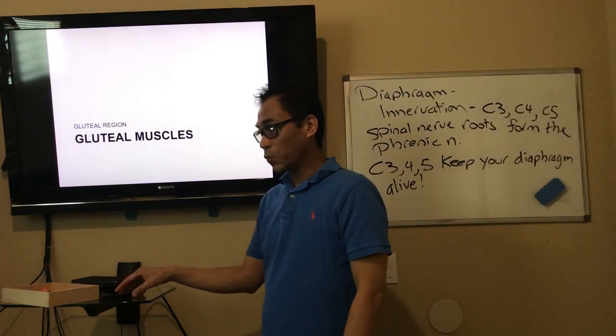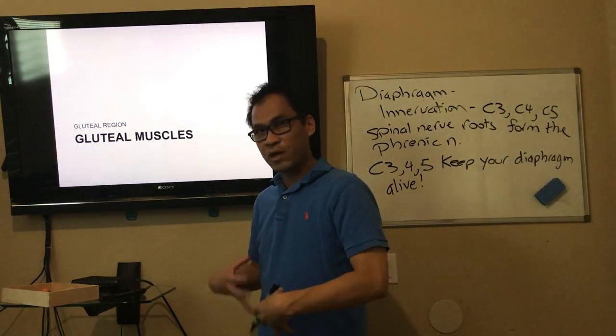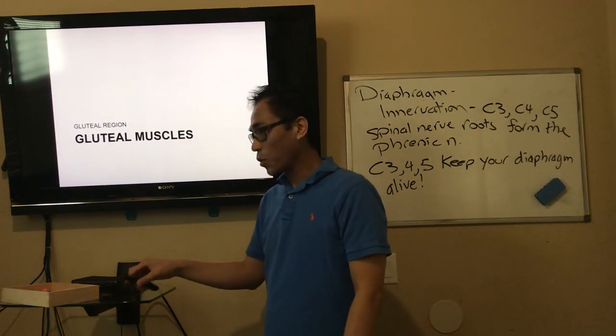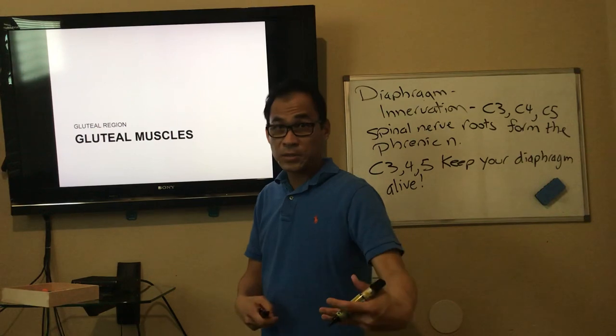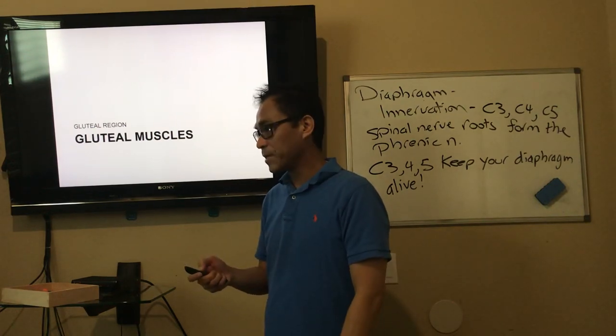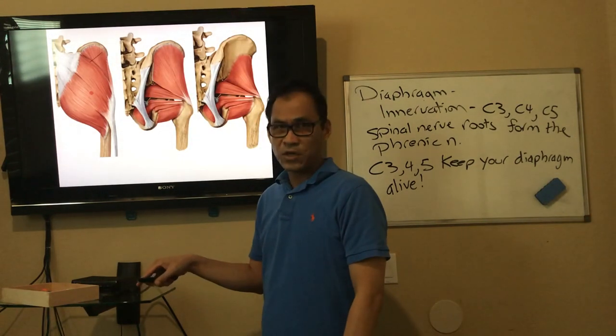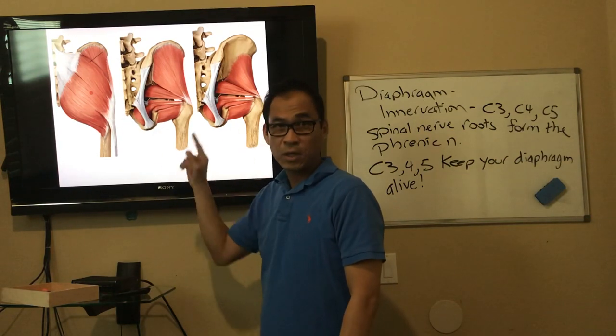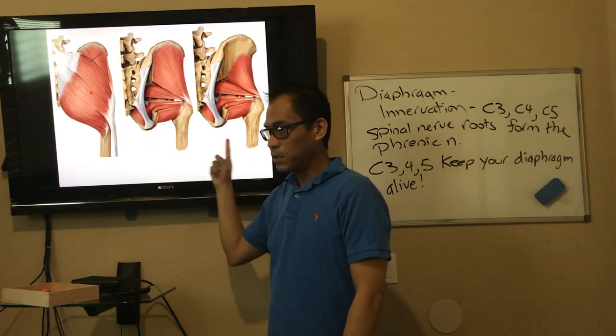Muscles of the gluteal region. So I'm getting down out of the trunk area, out of the ab area, down to the lower extremity. So I'll go from proximal to distal. We're in the posterior aspect when you talk about the gluteal muscles. So this is all posterior views of the gluteal region, going from superficial to deep.